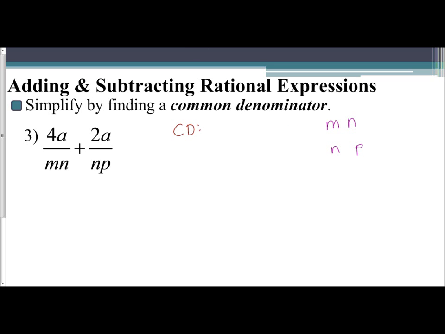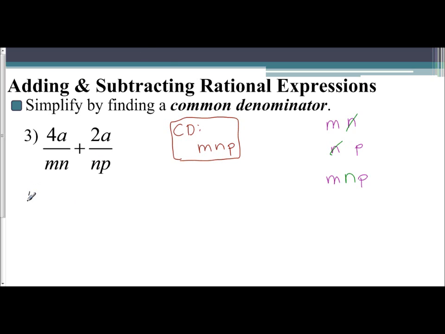So what do they have in common? They have an n in common. So I write that down. Well, what remains? The m remains and the p remains. And so my common denominator is mnp. This is what I want in the denominator for both fractions.